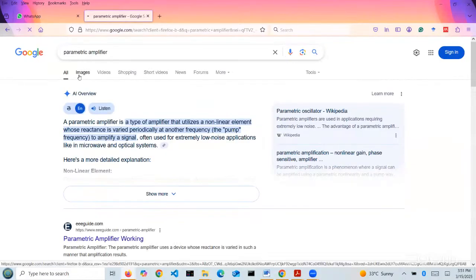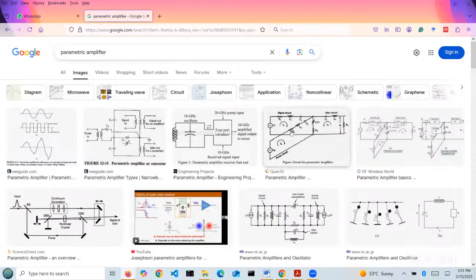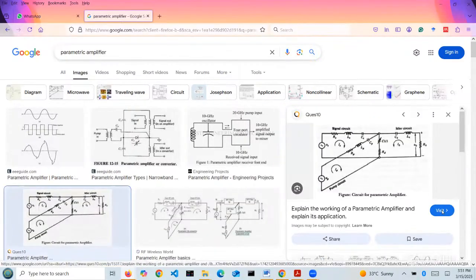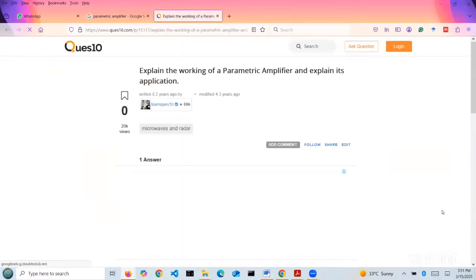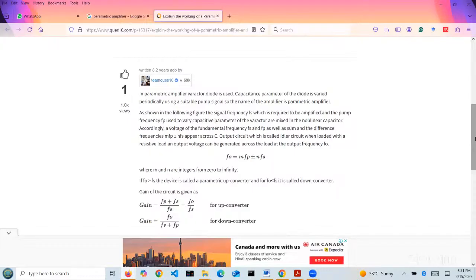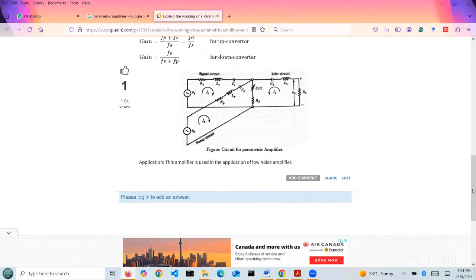In the parametric amplifier, I will explain the diagram directly from this image. Just observe the image. Here, two sides are connected to the capacitor: the pump circuit and the signal circuit. The important thing is CT. To this, I am applying two types of signals. One is the signal circuit, which has one resistor, one inductor, and another capacitor: resistor RS, inductor LS, and capacitor CS.